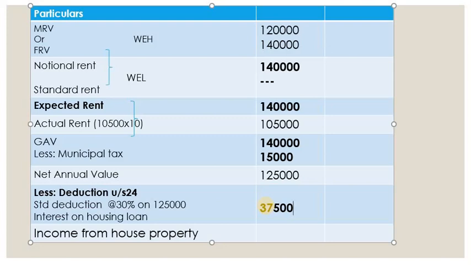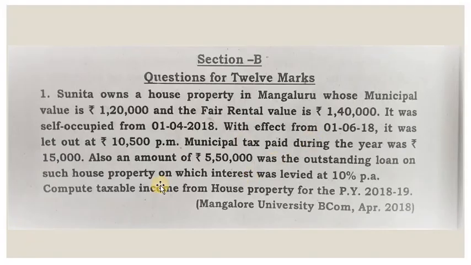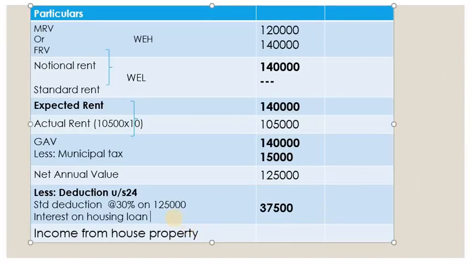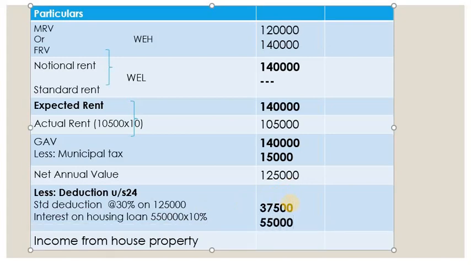Then interest on housing loan. We have to see whether there is any interest on housing loan. Yes, there was interest on housing loan. Let's go back to the problem. The housing loan outstanding was 5,50,000. There is no question of pre-construction interest and so on, because the data is not given. So directly calculate the interest: 5,50,000 into 10%. How much is it? 55,000. Write down 55,000 here.